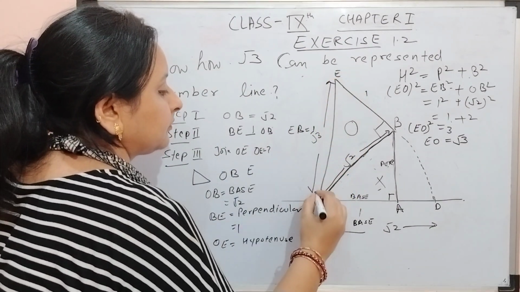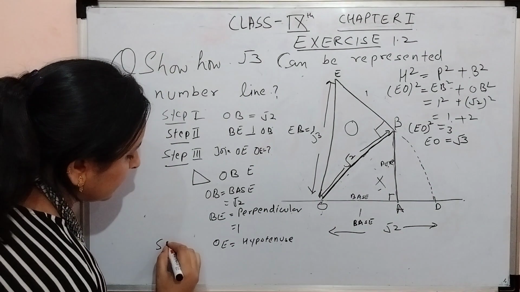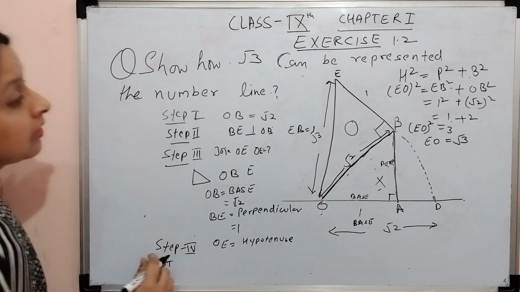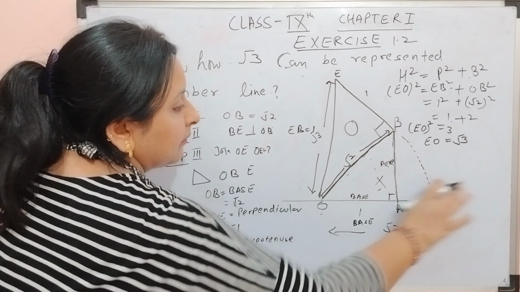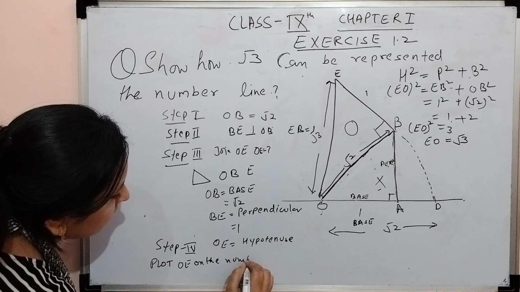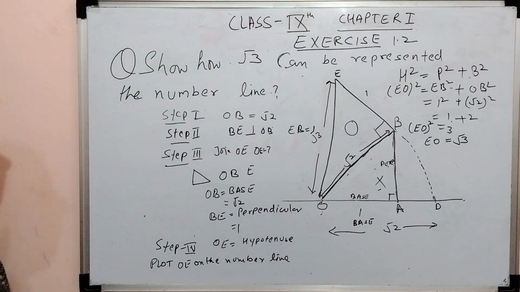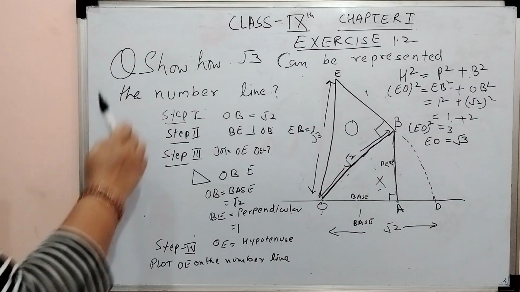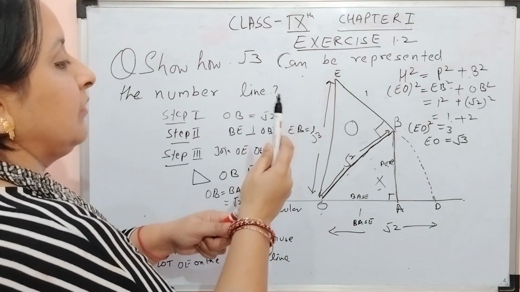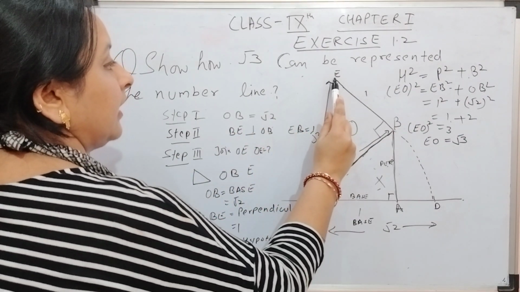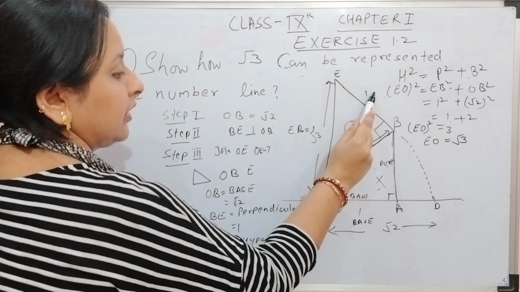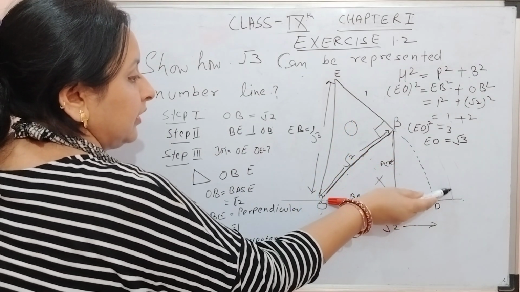Now the last step, step number 4, is to plot OE on the number line. In order to plot OE on the number line, we will take a compass. We will put the pointed side on O and the pencil side on E, like this. Then without moving the point from O, we will move our pencil side and plot it on the number line.